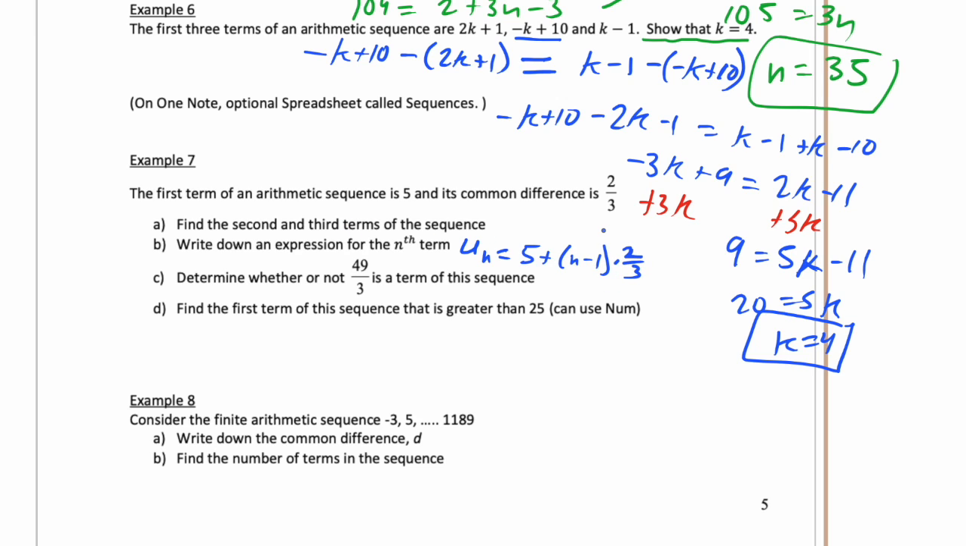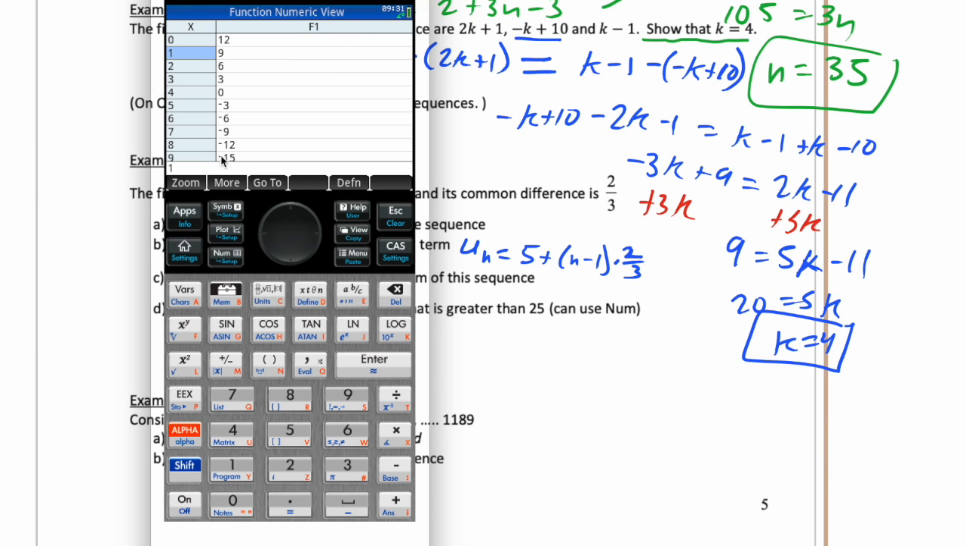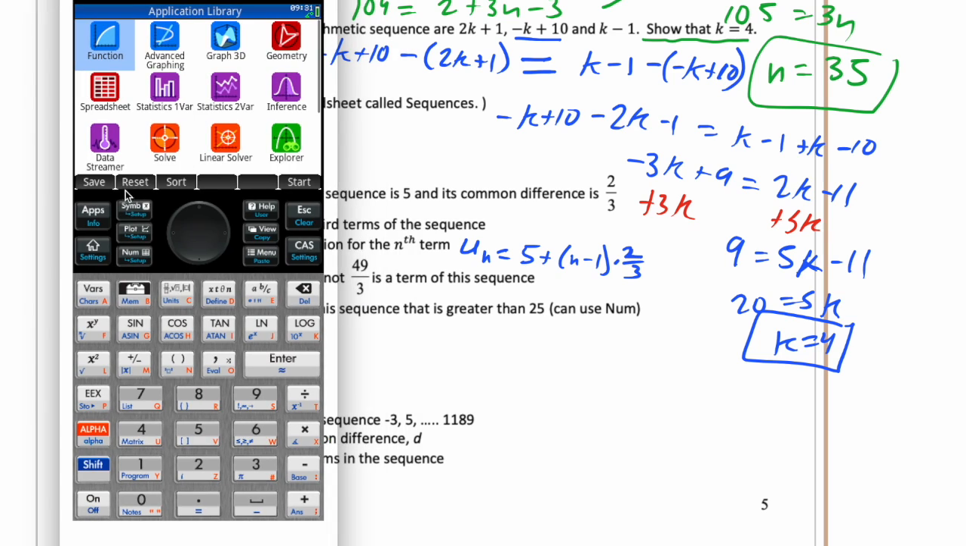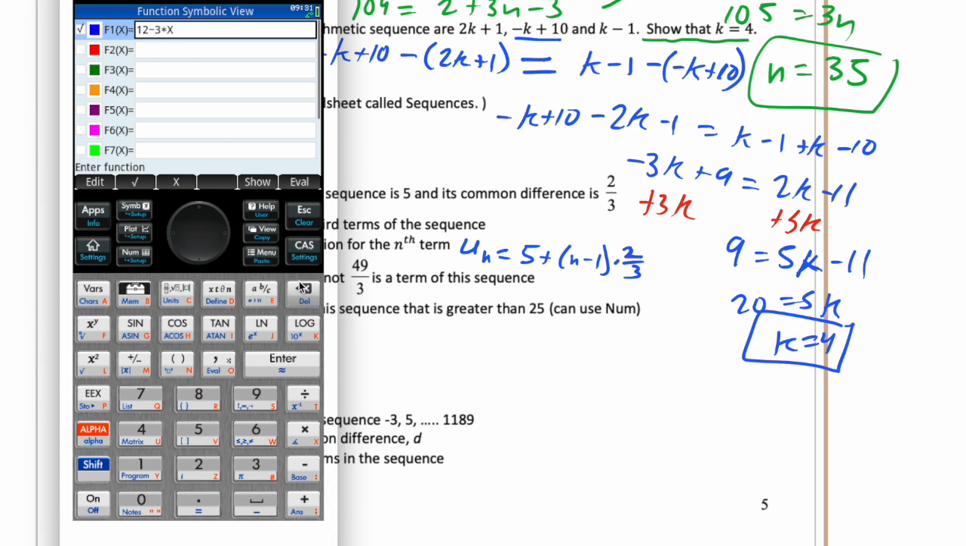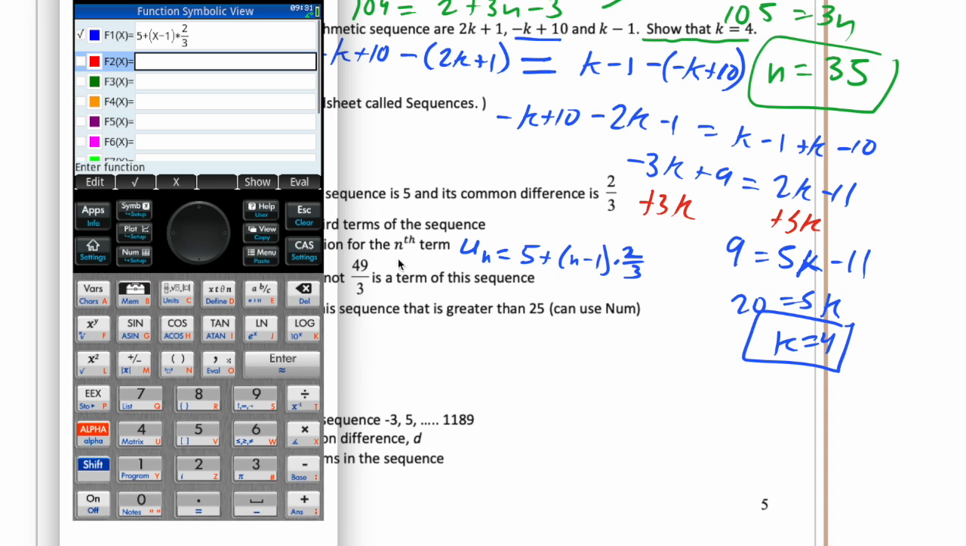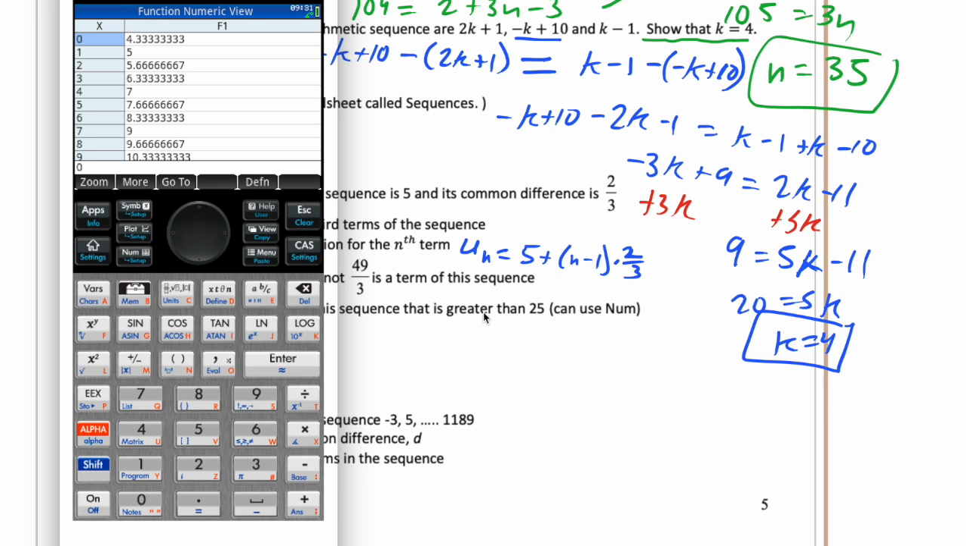Now this is going to involve some nasty fractions, so why don't I go ahead and use my calculator to make this a lot easier. You can type that into functions. 5 plus bracket x minus 1 and times 2/3. Okay, so now when we go to num, we'll get all the terms that we want. It's asking for the second and third terms.